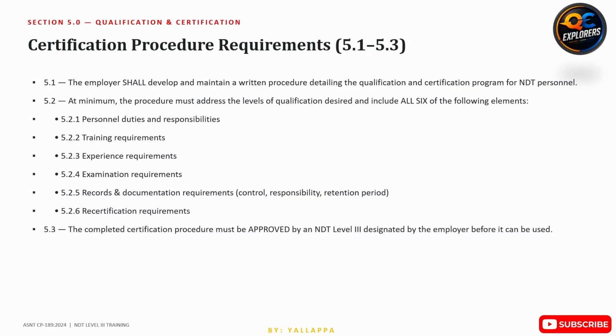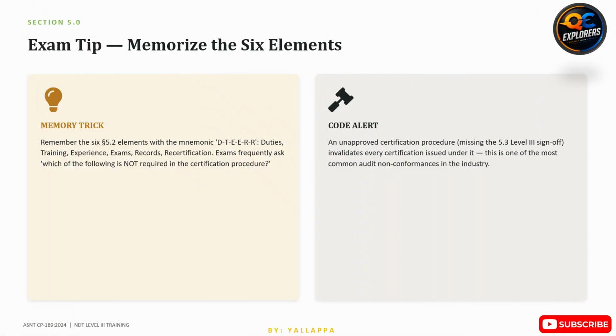Perhaps the most critical requirement appears in Section 5.3. Before the procedure can be used, it must be approved by the employer's designated NDT Level III. This slide provides an excellent examination aid for remembering the 6 mandatory components of an employer's certification procedure. A useful memory technique is the mnemonic DTEERR, representing duties, training, experience, examinations, records, and recertification. Rather than trying to memorize the exact wording of Section 5.2, remember these 6 categories.